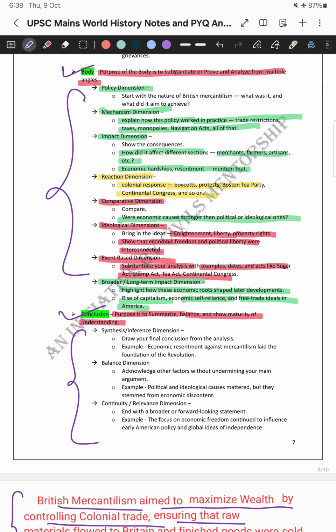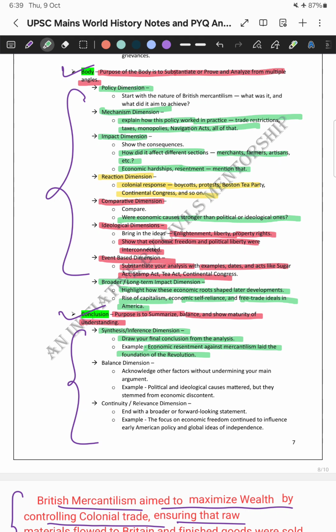Like, suppose the first one is the synthesis or inference dimension. Now, what does this mean? That means you are drawing the final conclusion from the analysis. You have given your analysis, and based on that analysis, now you are drawing the final conclusion. For example, the economic resentment against mercantilism laid the foundation of the revolution. So you are concluding it. So this is one way you can conclude your answer.